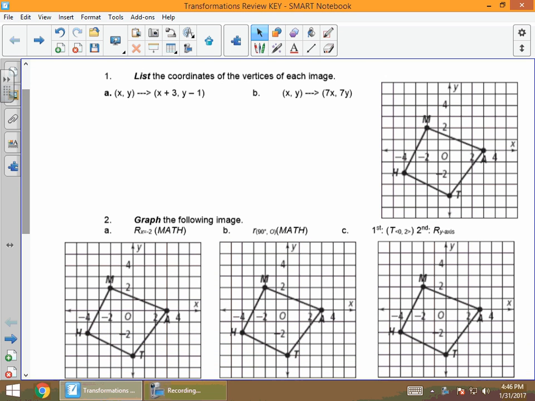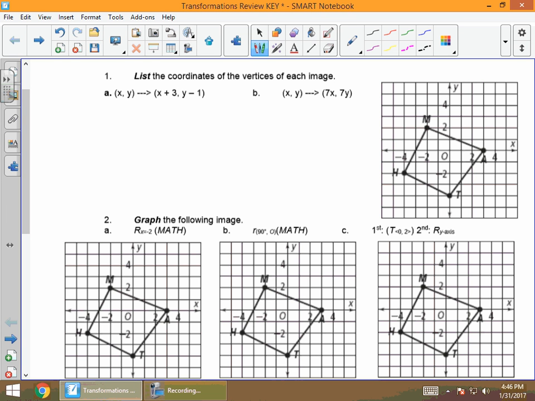So let's take a look at question number one. Question number one says to list the coordinates of the vertices of each image. And you'll notice that this (x, y) tells me the original points (x, y). So I'm going to use the original points, and I am going to turn them into adding 3 to my x value and subtracting 1 from my y value.